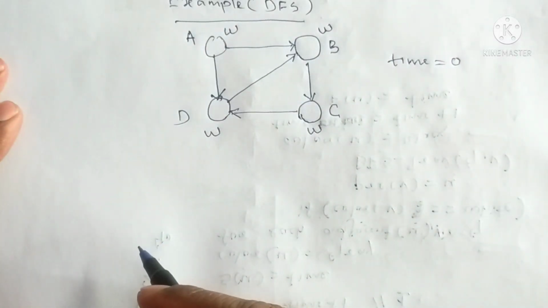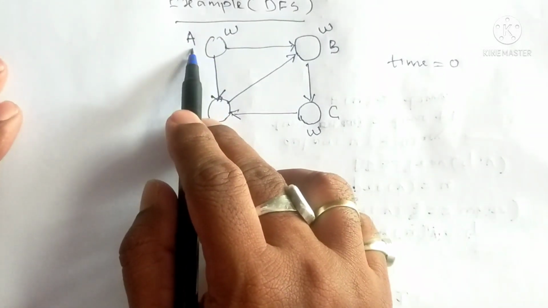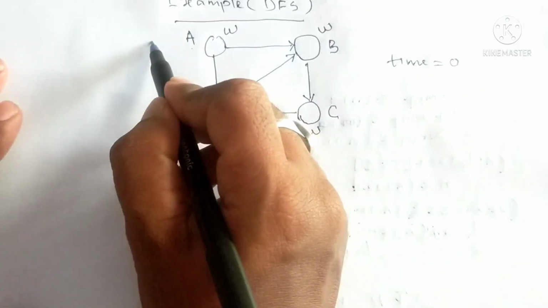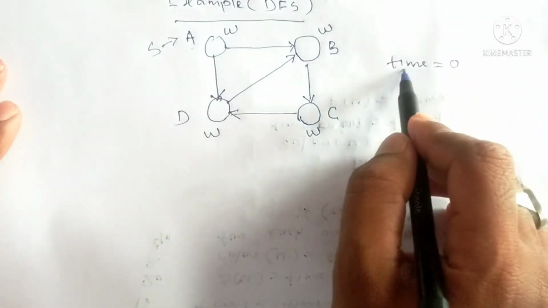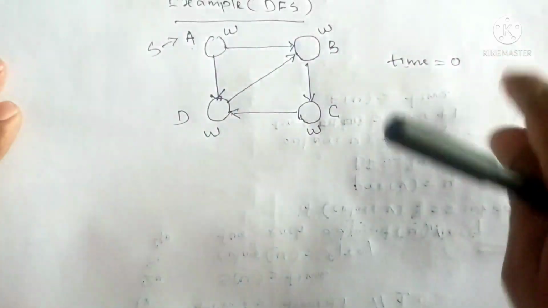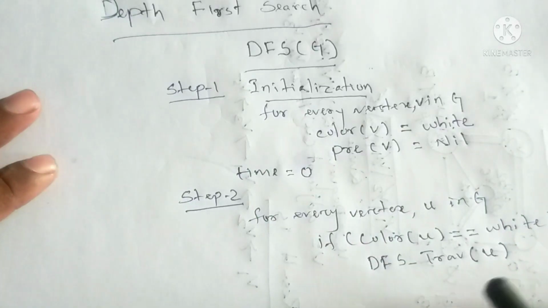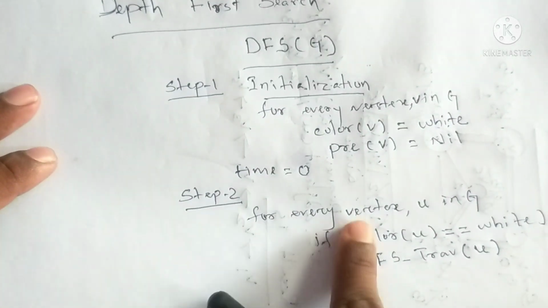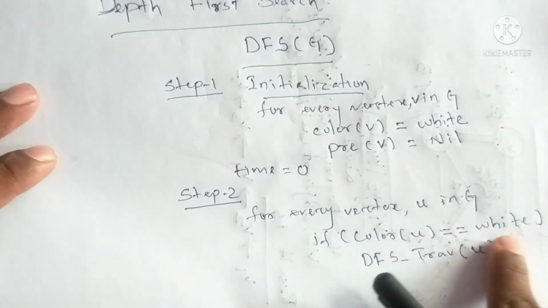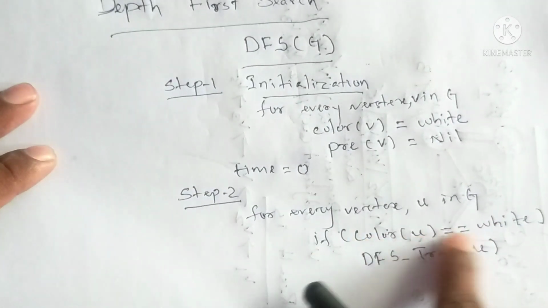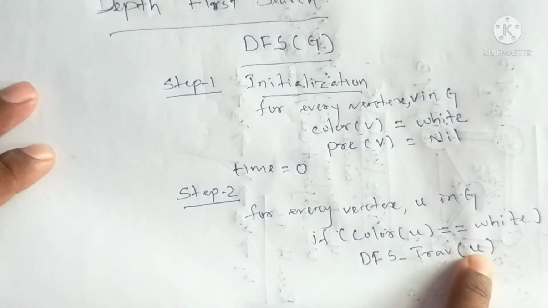Now you can start the DFS from any vertex. So let's say I am going to start from vertex A. If I start from the source vertex A, what will the starting time be? As per the DFS algorithm, we start the DFS for every vertex U present in the graph G, provided the color is white. Yes, the color of A is white, so you will go for DFS traversal of A.